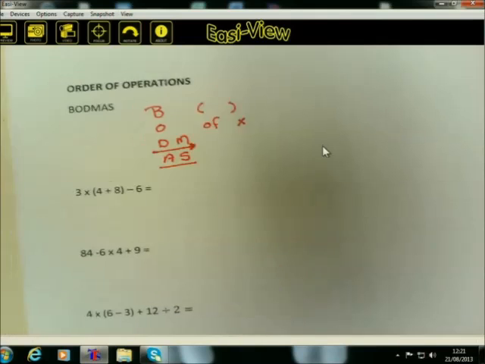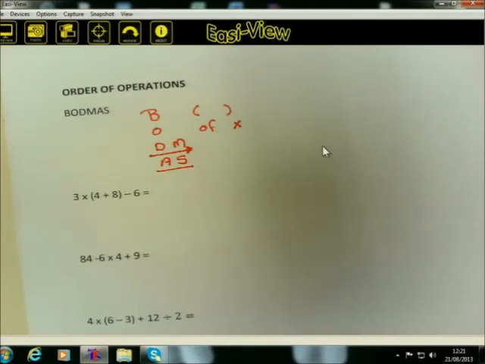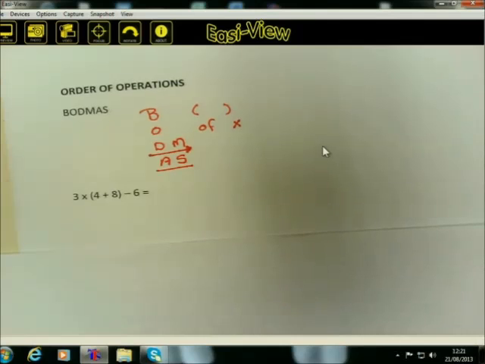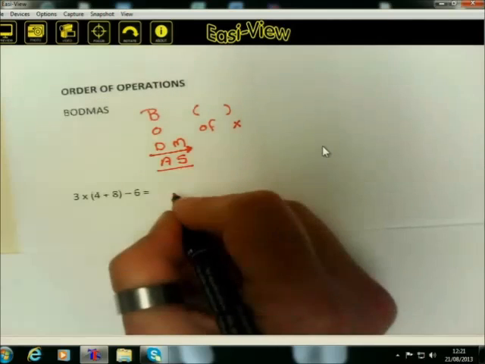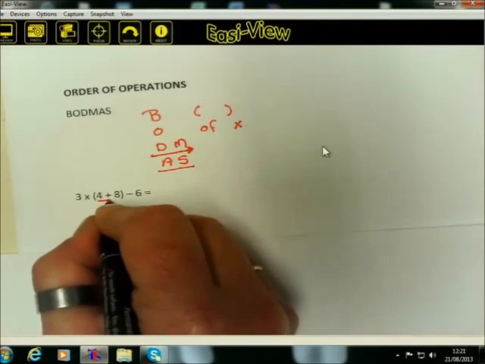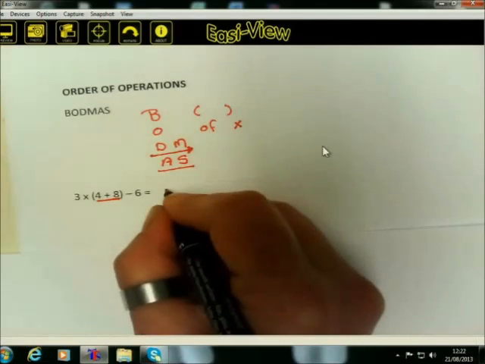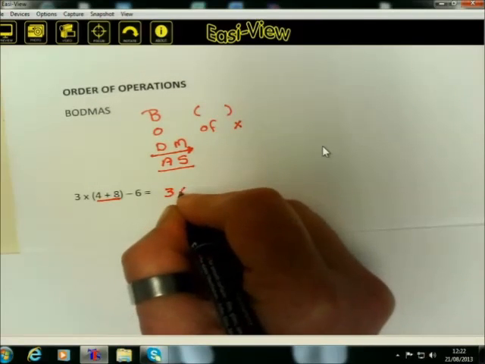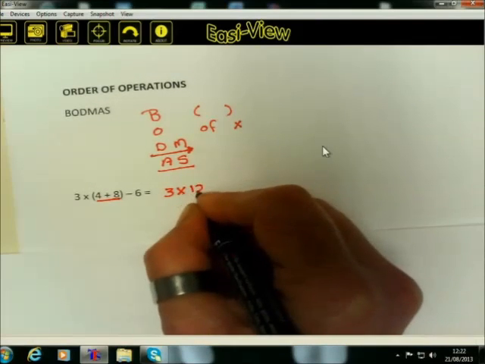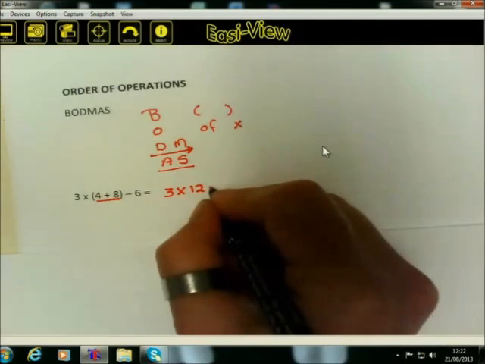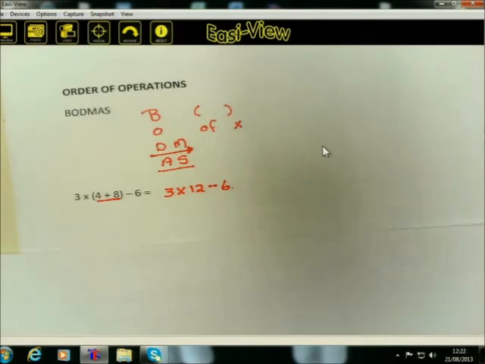Look at the first one I've got here for you. 3 times, in brackets, 4 plus 8, minus 6. What are we going to do first? We are going to do the bracket first. In other words, we are going to work out 4 plus 8. 4 plus 8 is, of course, 12.